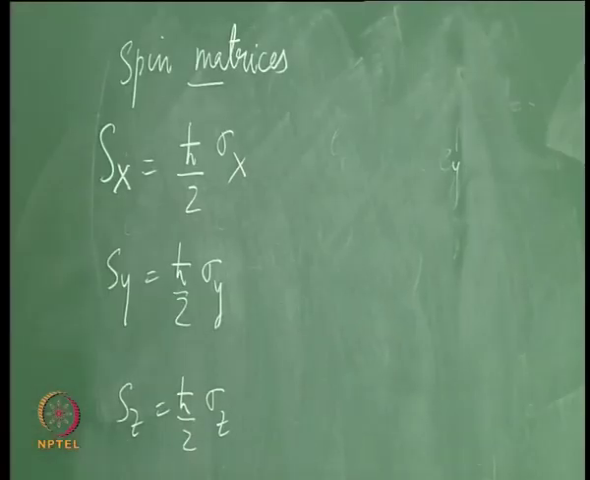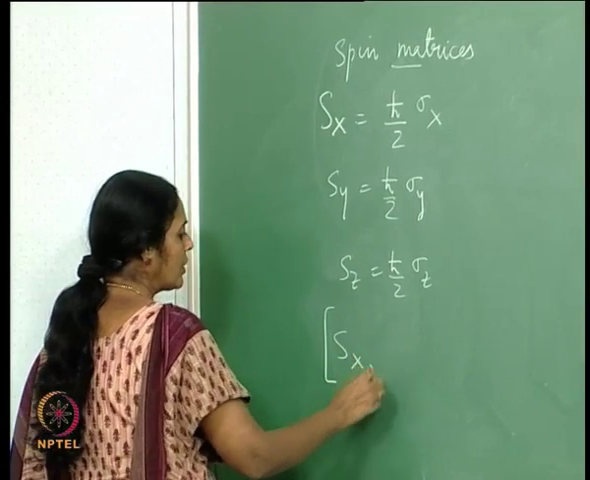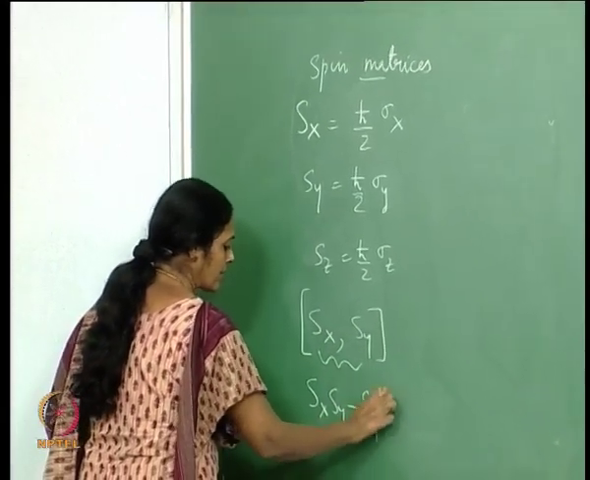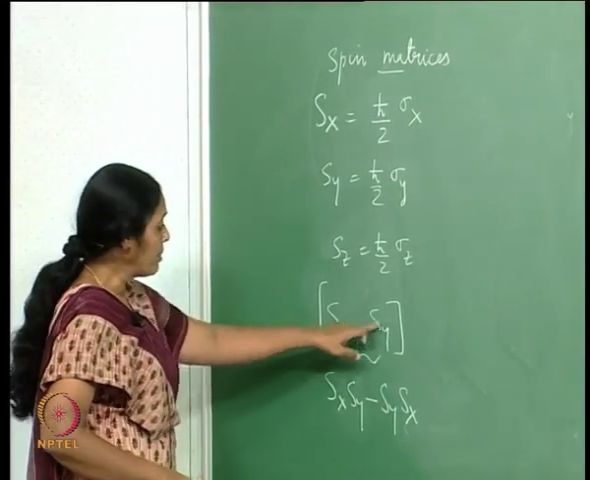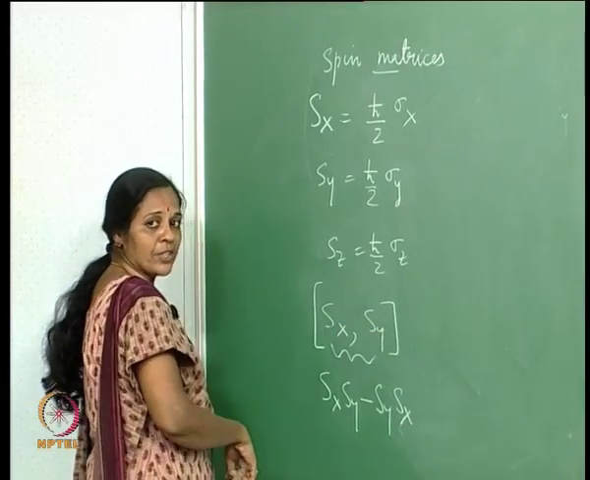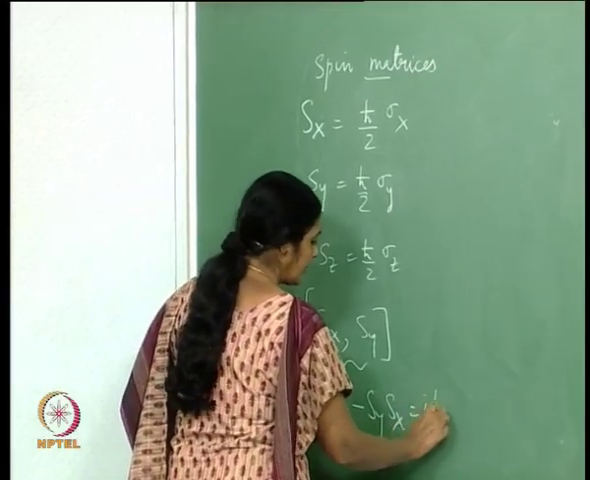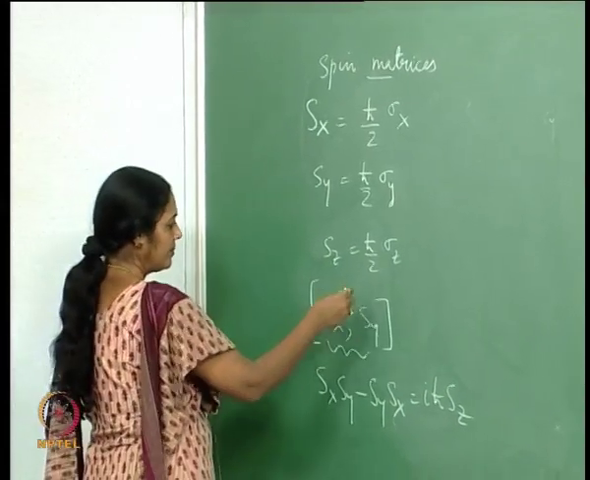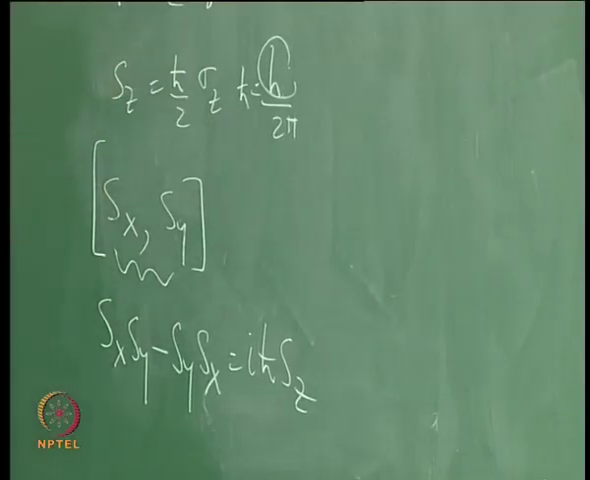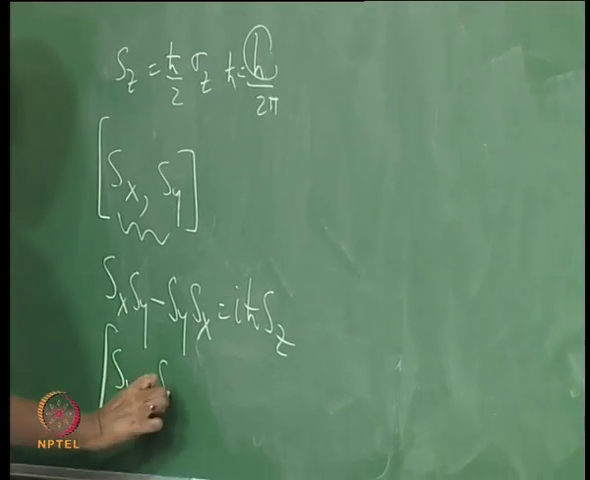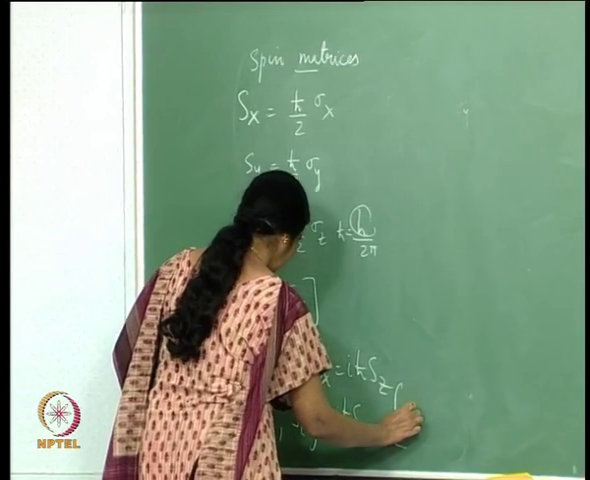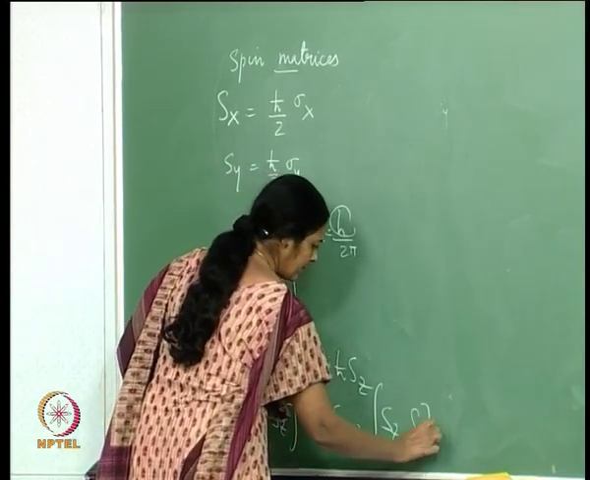These are of course 2 by 2 Hermitian matrices and they satisfy what is called the angular momentum algebra. If I find the commutator of Sx and Sy, the commutator is this. By definition, the commutator of A with B is AB minus BA. Remember, these are matrices, so AB is in general not equal to BA. If I find this commutator, I can show that it is i h cross Sz, where h cross is h by 2 pi, Planck's constant. Similarly, the commutator of Sy with Sz is i h cross Sx, and the commutator of Sz with Sx is i h cross Sy.